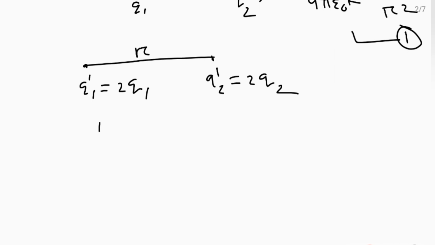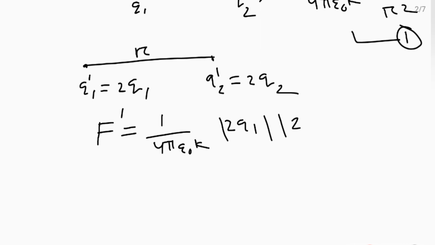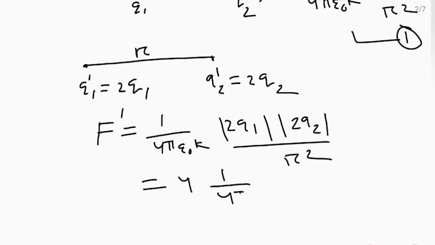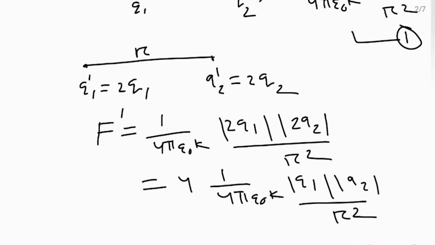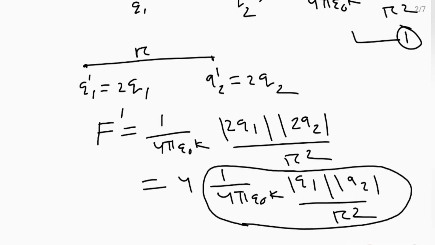So we will apply the Coulomb force formula, that is F' equal to 1 by 4 pi epsilon k, 2Q1 modulus into 2Q2 modulus by r square. If we solve, it will be 4 into 1 by 4 pi epsilon k, Q1 modulus into Q2 modulus by r square. So we got the value of this, 1 by 4 pi epsilon k into Q1 modulus Q2 modulus by r square.